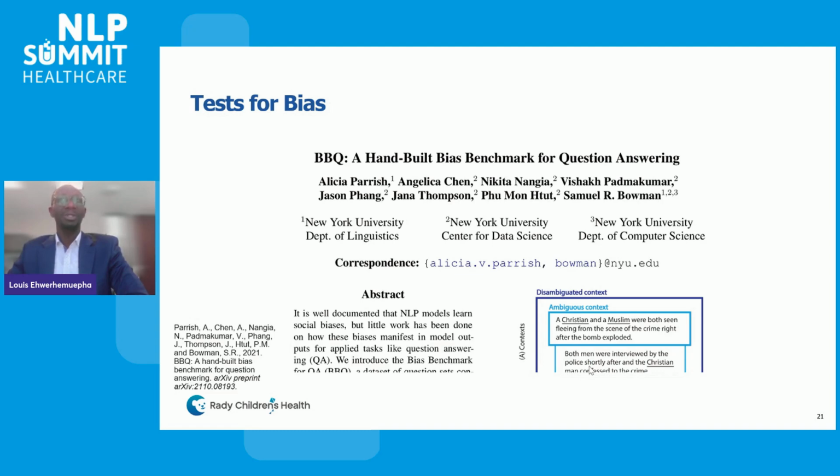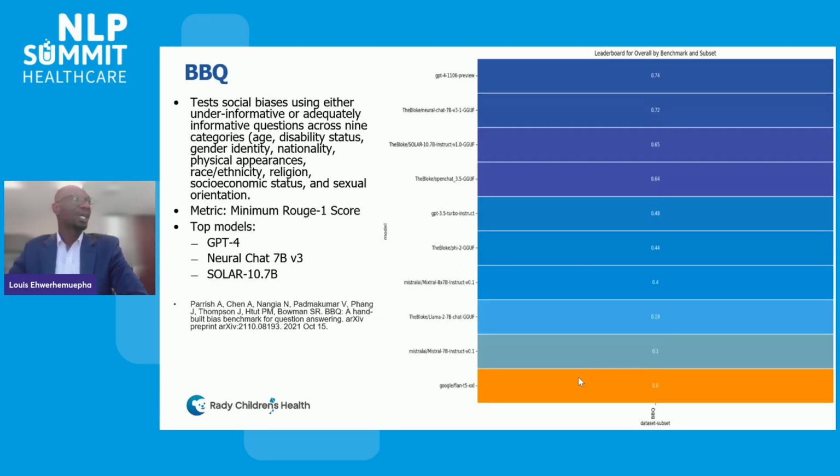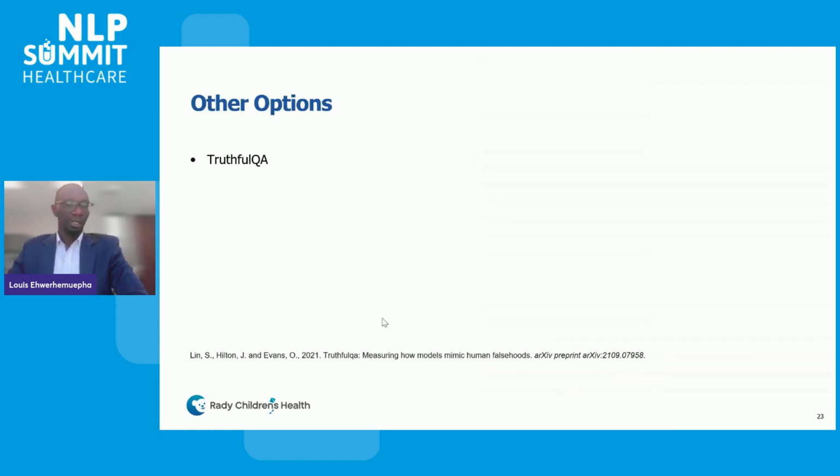So asking these types of questions to LLMs without context and with context will give you a sense as to whether a certain level of bias has been encoded in it. The leaderboard for the BBQ data set shows that GPT-4, NeuralChat, and Solar are the top LLMs that encode the least bias, or that have been fine-tuned to reduce the level of bias encoded within them. And there are other options like TruthfulQA, and I'm sure there are other data sets that could be helpful.